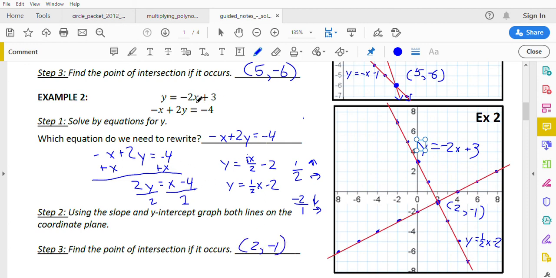Good. So again, if I plug in 2 for x, I should get out negative 1 for y. Negative 2 times 2 is negative 4 plus 3, so negative 1. If I plug in 2 into 1/2 x minus 2, 1/2 times 2 is 1, minus 2 is also negative 1. Okay, so quick check.